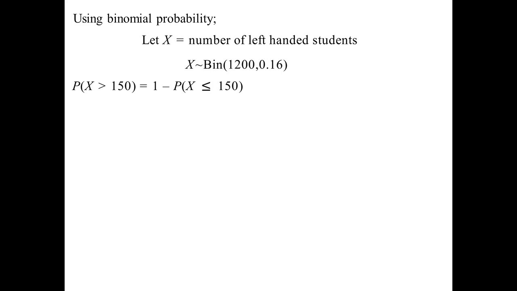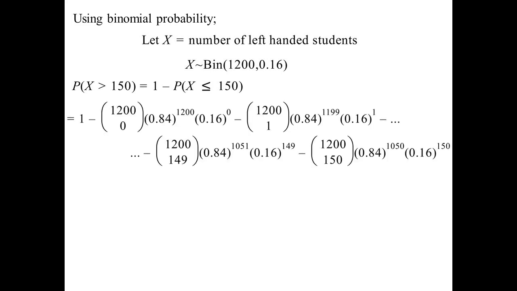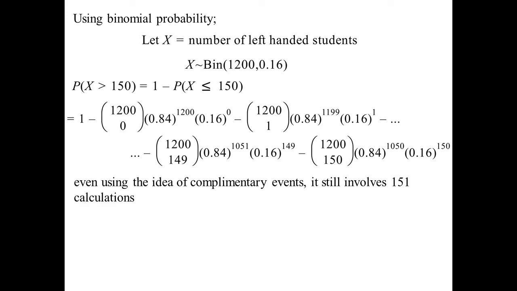Well, when you're thinking about it, that's a lot to work out. 151, 152, 153, 154, 155, all the way up to 1,200. A lot of calculations. So we're going to use the complementary idea. The problem with something like this is there's still a lot of calculations because we've got 0, 1, and so on up to 150, 151 different calculations. Now, I wasn't silly enough to use a calculator for that. I used a spreadsheet. So I did actually work it out. It turns out to be 0.9996. But clearly, that's not a practical way of doing it.